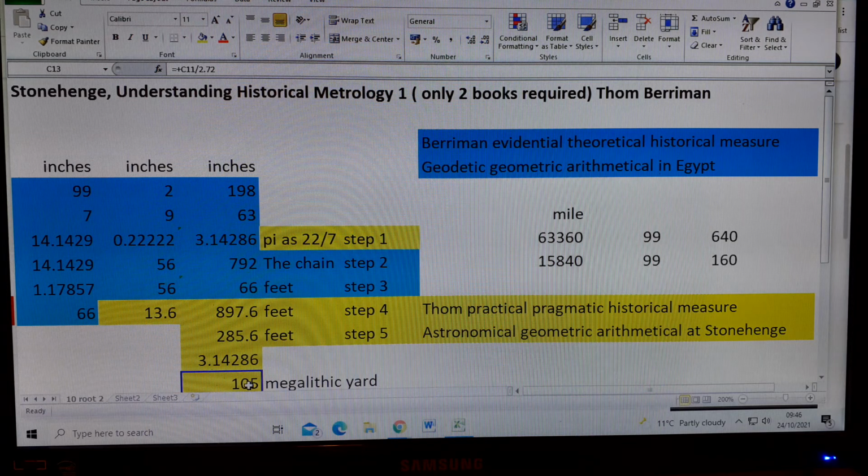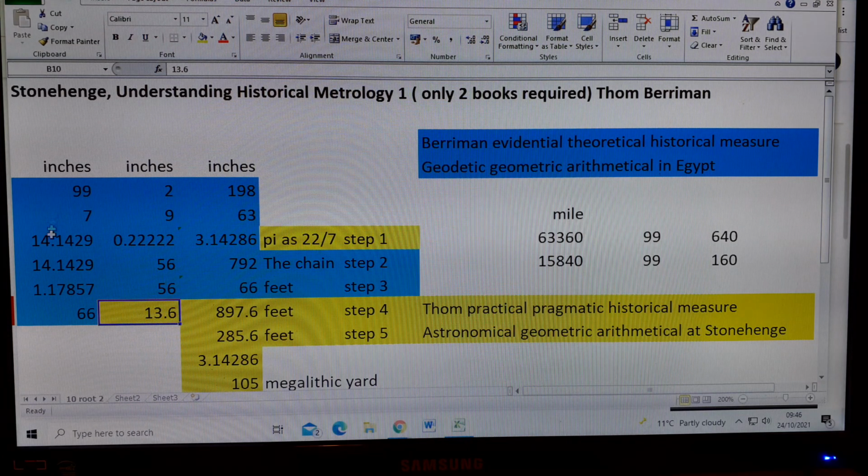And the megalithic yard as a diameter here is base 7. And that's all we need to know, that the Aubrey Circle is 13.6 feet times 66 feet. So it's a chain times 5 megalithic yards. And those 5 very simple steps based on 10 root 2 give us the Aubrey Circle.